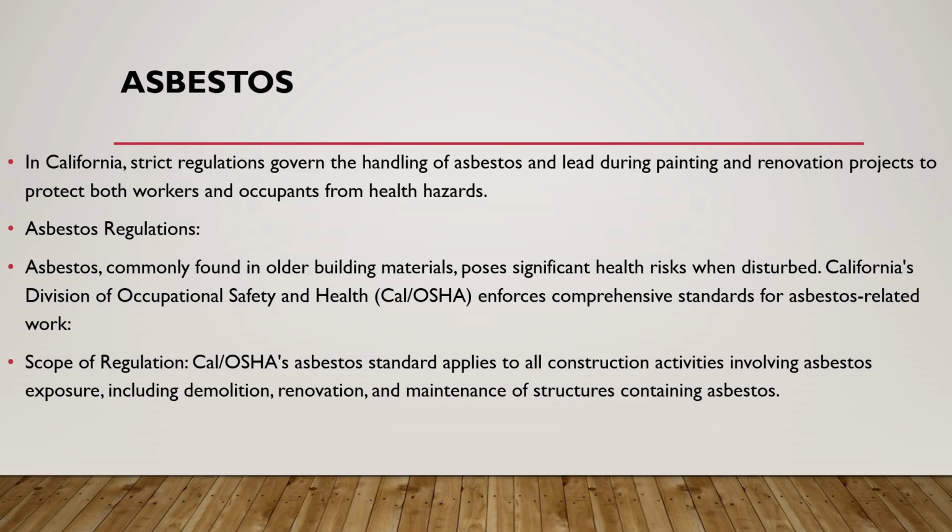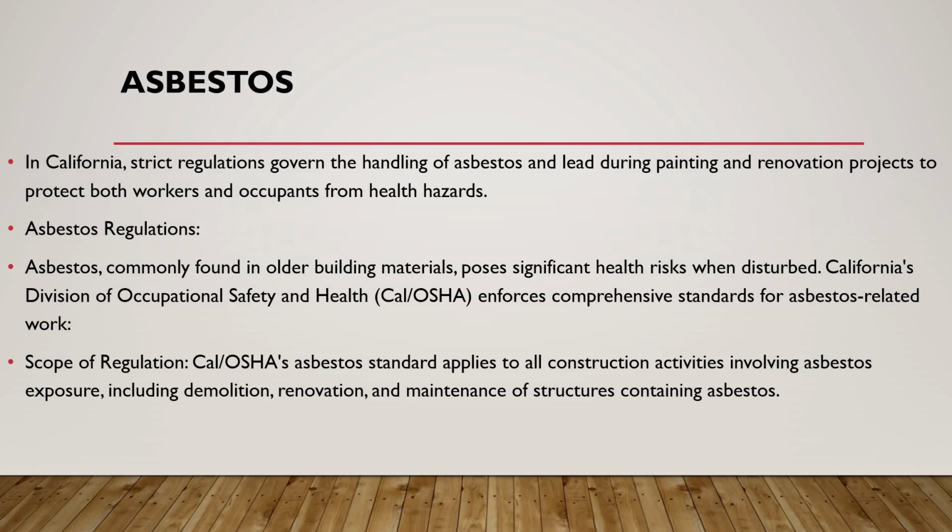Asbestos. In California, strict regulations govern the handling of asbestos and lead during painting and renovation projects to protect both workers and occupants from health hazards. Asbestos regulations. Asbestos, commonly found in older homes and older materials, poses health risks when disturbed. California's Division of Occupational Safety and Health, Cal/OSHA, enforces comprehensive standards for asbestos-related work.